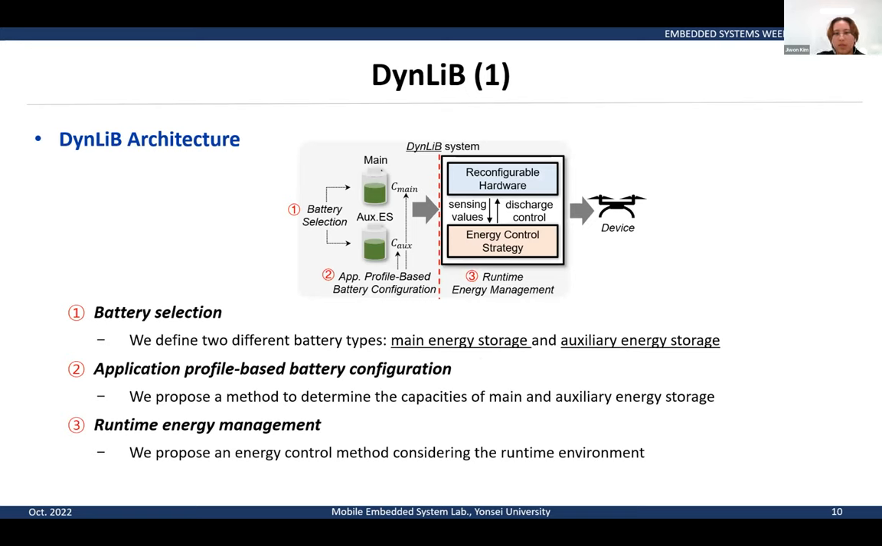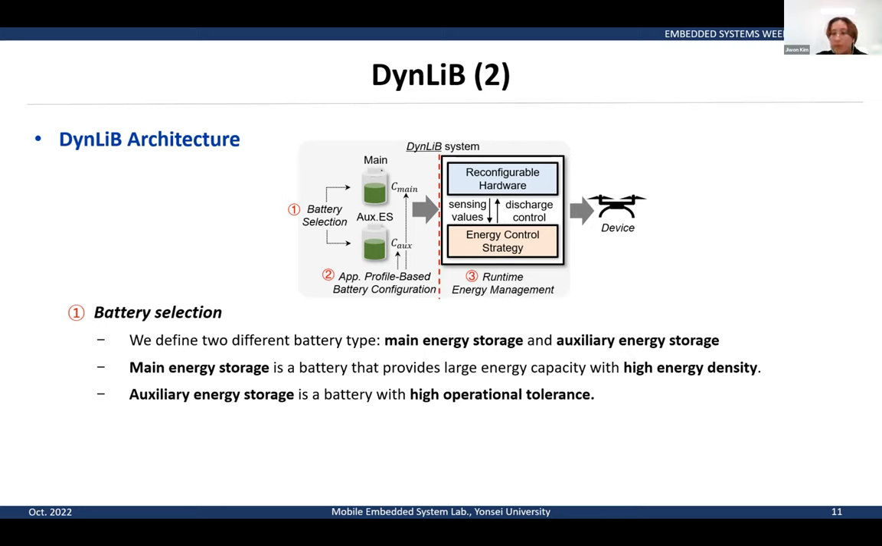To address the challenges, we propose the DynLiB system that consists of three components. The first is the battery selection, and the second is the application profile-based battery configuration. These two components are about what type or capacity of the batteries should be used to construct a hybrid battery to enhance the energy availability. The last is the runtime energy management, which adaptively controls battery energy at runtime to maximize the energy efficiency.